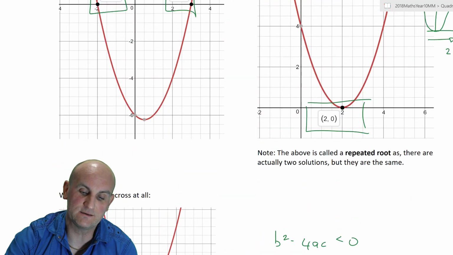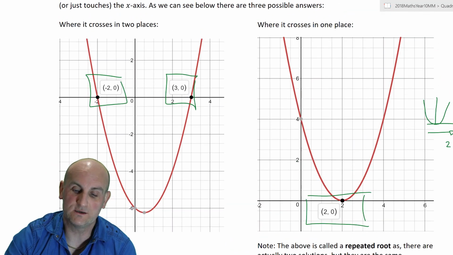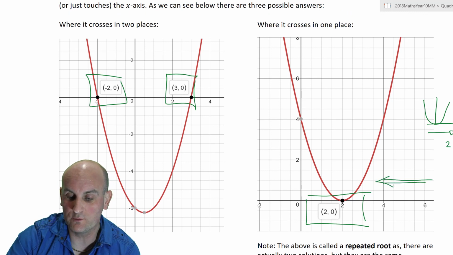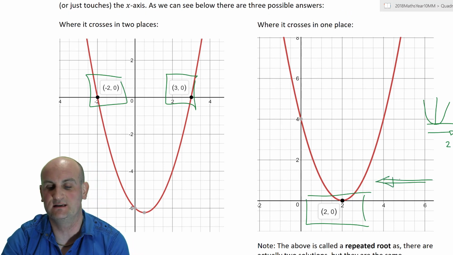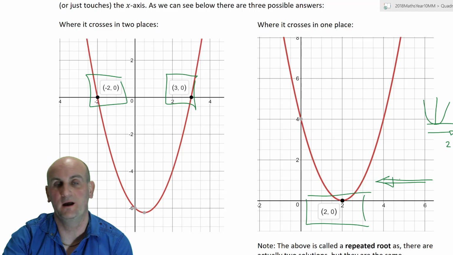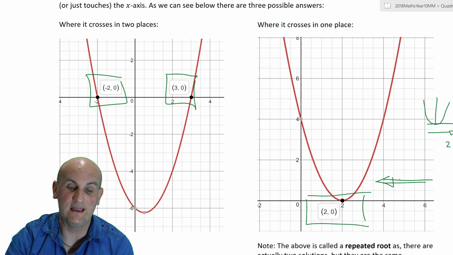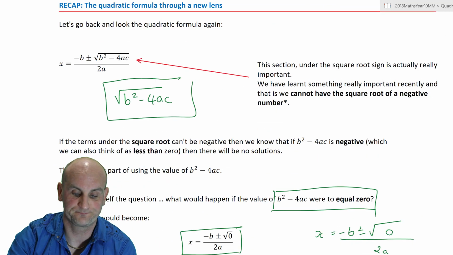So if we go back to my example here, my one solution, whatever the equation was here, whatever the ax squared plus bx plus c was, when I did the b squared and I minus the 4ac, I would have got a value of 0, which then gave me this 1 point.